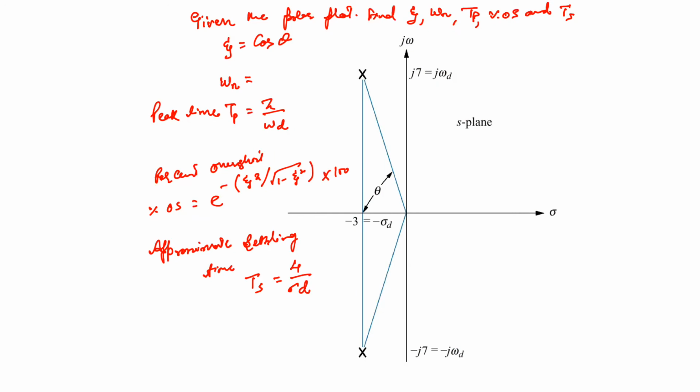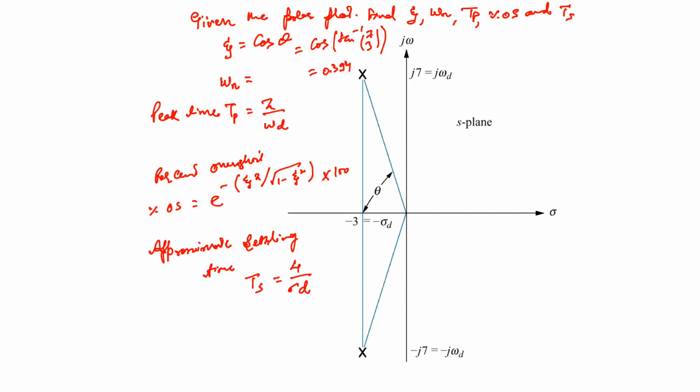Now given this polar plot, find the damping ratio xi, omega n, then Tp, percentage overshoot, and Ts. From the previous lecture we know that the damping ratio equals cos of theta, which can be obtained as cos of tan inverse of 7/3. The value that we get is 0.394.